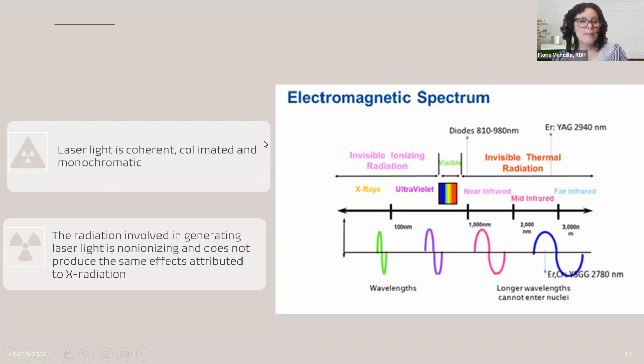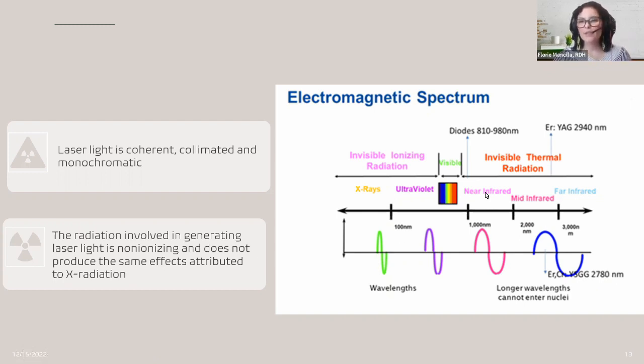So I talked a little bit about radiation, a little bit about light energy. The light energy that is coming from our diode is a little bit different than regular light. Regular light is not monochromatic, it's not coherent, and it's not collimated. It's a little bit more spastic, so it's a little bit difficult to control. With this laser light energy, there is radiation involved, but the laser light is non-ionizing and it doesn't produce the same effects as attributed to X radiation, which is that shorter, high frequency wavelength.